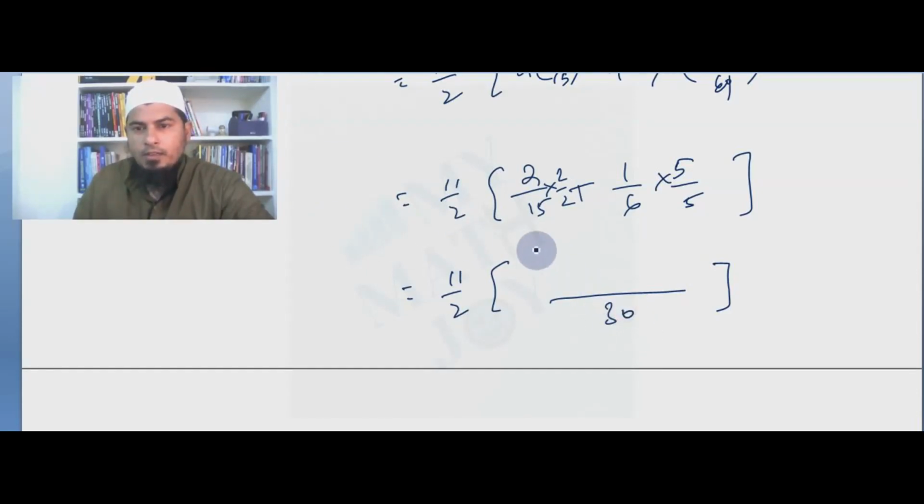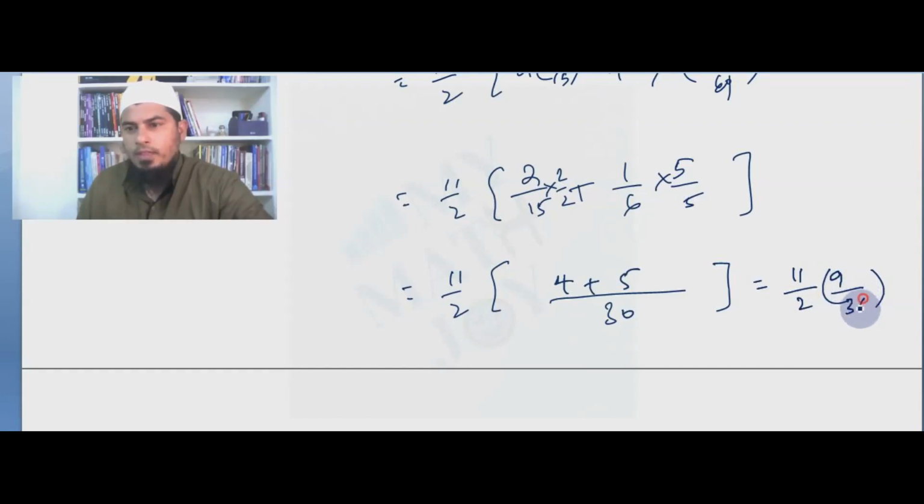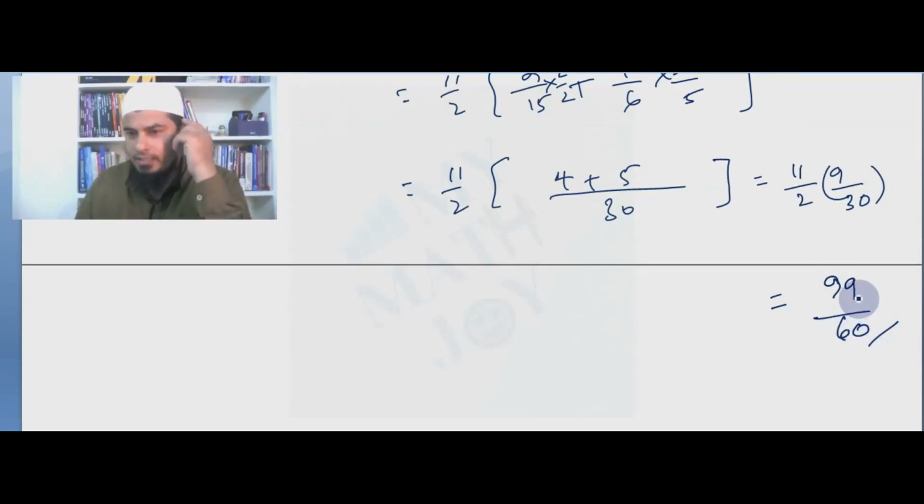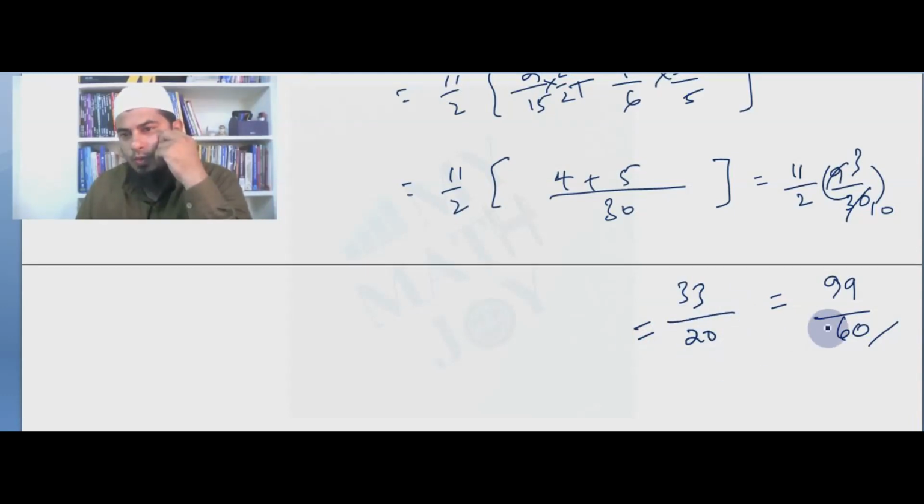Okay. So 1 times 2 times 2 is 4 plus 5. We get now 11 over 2, 4 plus 1, 9 over 30. Yes. Is there any cancellation? No. 11 times 9 is 99. 30 times 2 is 60. Is there any cancellation possible? Yes, we can cancel it by 3. Here also we can cancel. 11 times 3 is 33 and 10 times 2 is exactly 20. We got the answer 33 over 20.